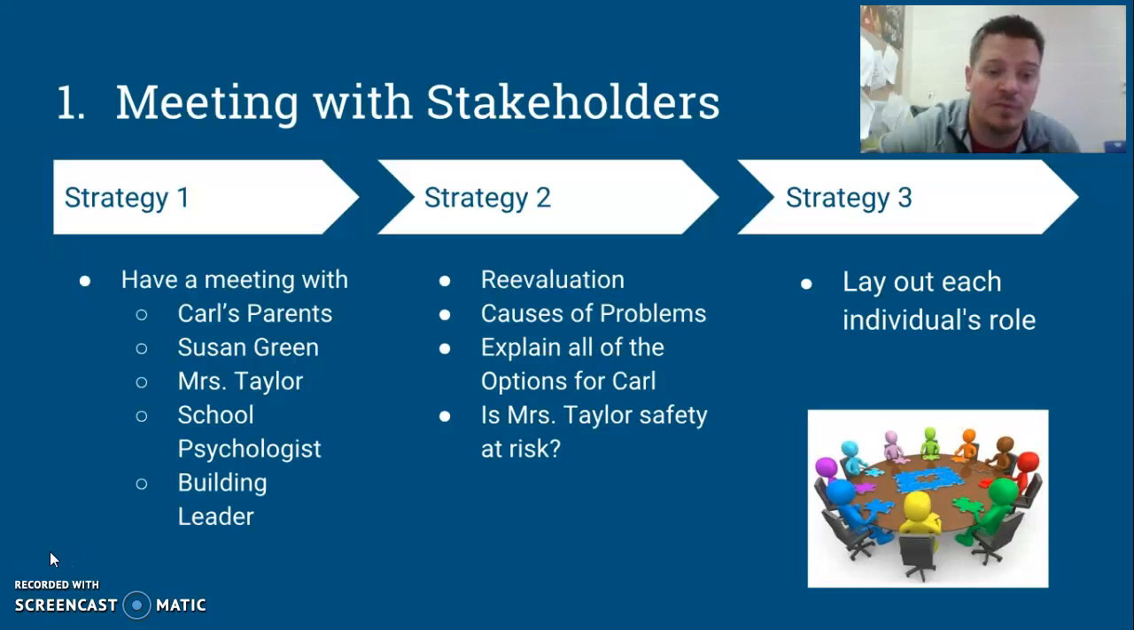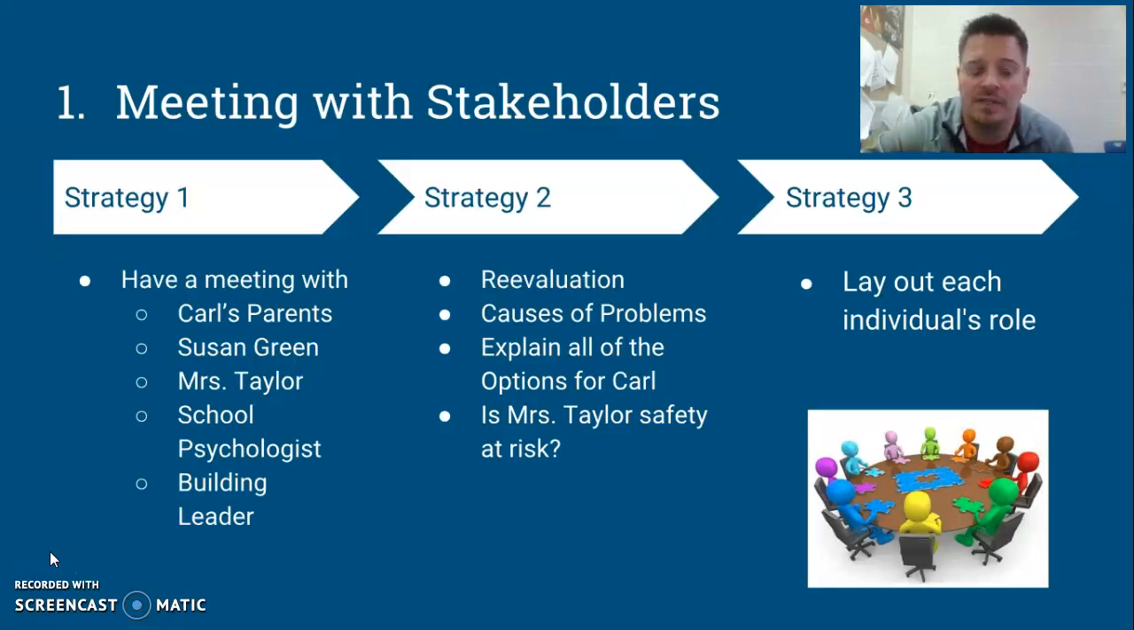So the first one would be a meeting with stakeholders. Strategy one would be to have a meeting with all those stakeholders. Those stakeholders are Carl's parents, Susan Green, Mrs. Taylor, the school psychologist, and any of the building leaders.